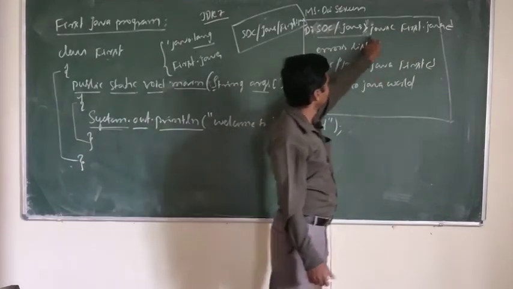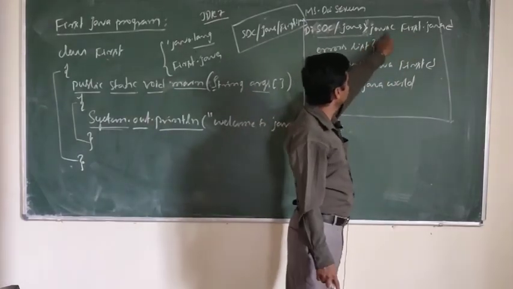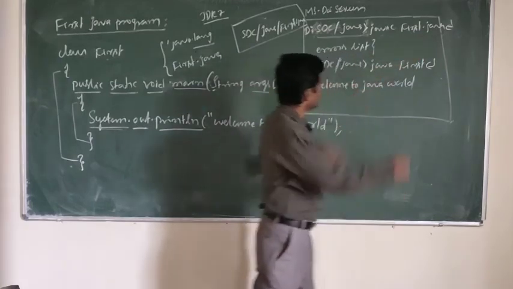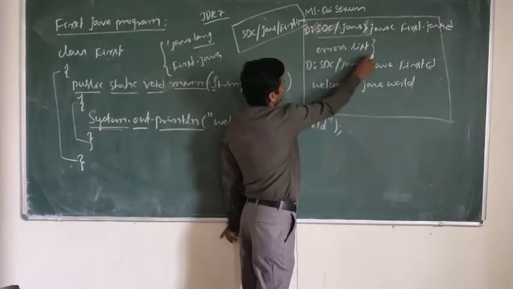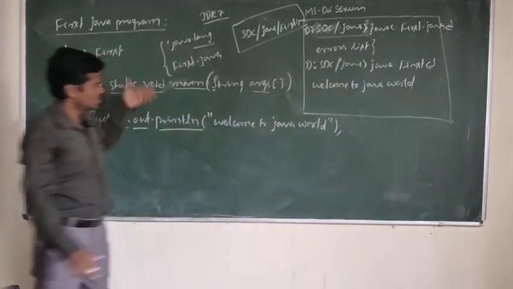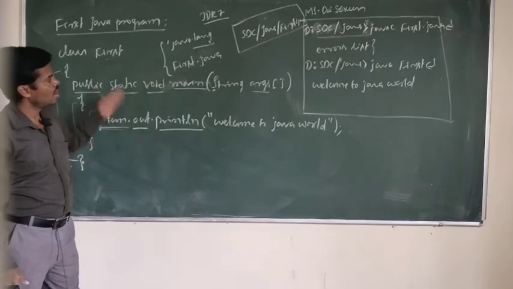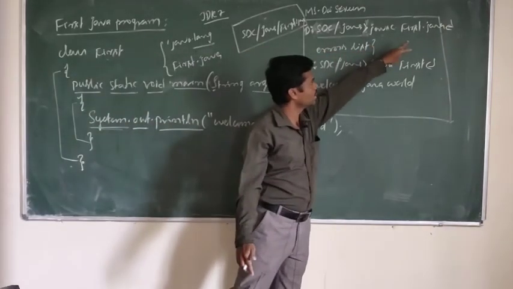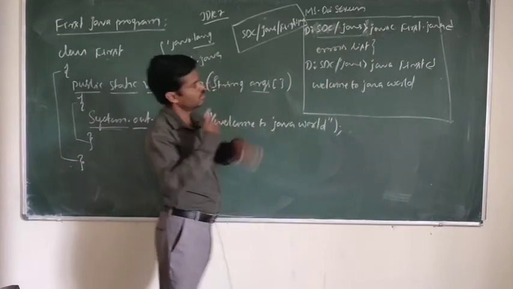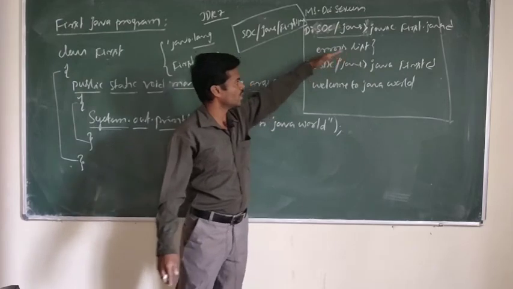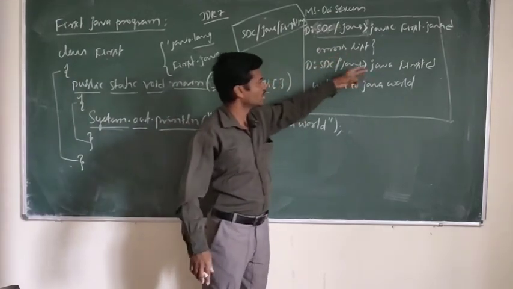Once you get the path, you can start compilation. How to compile? Use this command: javac space filename.java. What is your file name? First.java. Then click enter. It will display the list of errors. If any errors are there, go to the program again, check and correct the errors and save. After saving, compile again. This process continues until you get zero errors. Once no errors, then it will start executing.